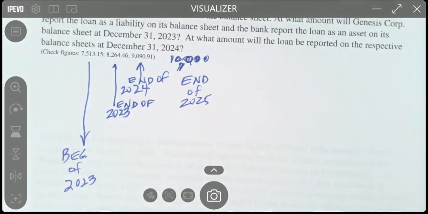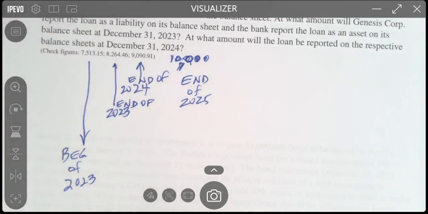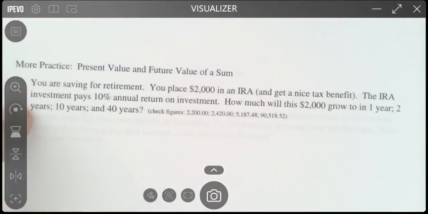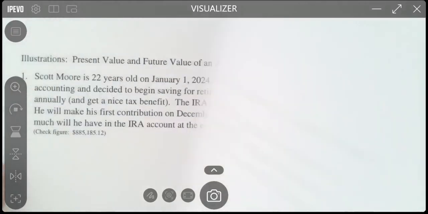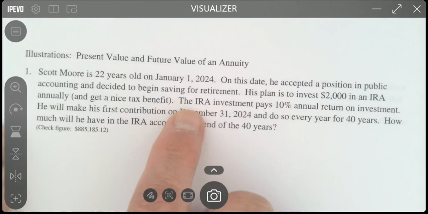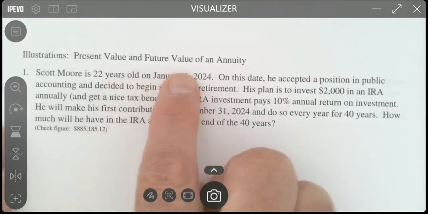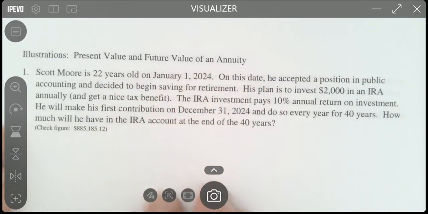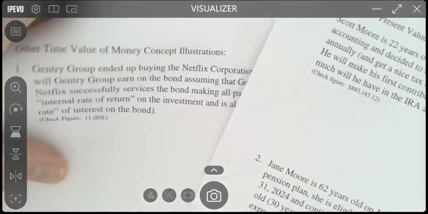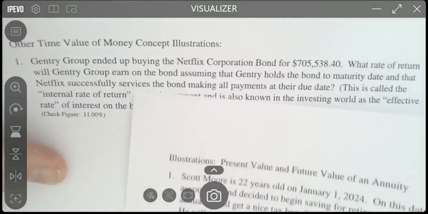Okay, so take a second. That's just a little more practice for you, more practice on present values of sums. All right. In the next video, we'll do more elegant present value and future value of annuity questions. I gave you some check figures there as well, so please do those.